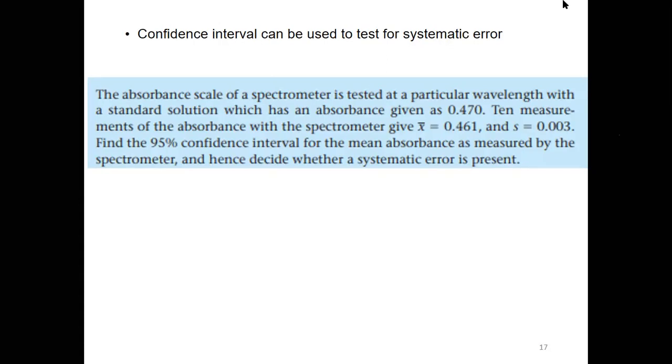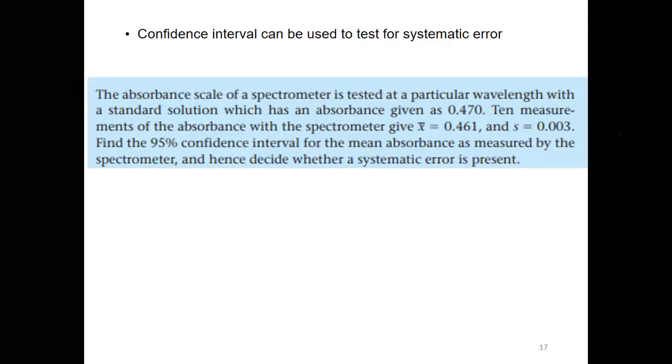Okay, we can move on. So the confidence level, I don't know whether you will be able to find this one. We are talking about the confidence interval. A confidence interval can be used to test for systematic error. So we can see whether there's a systematic error or not using the confidence interval.